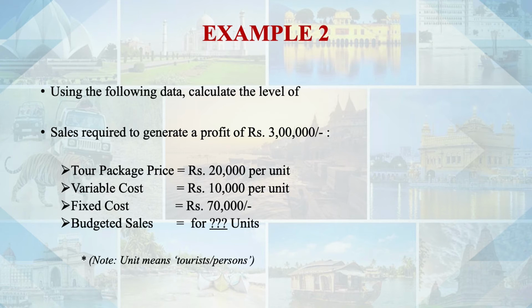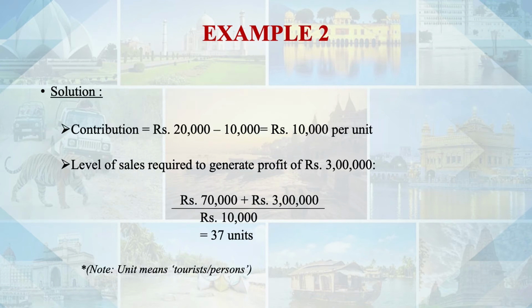More or less that example is continued. Now that example is redefined for margin of safety and for target profit also. Tour package price is the same, 20,000 per tourist. Variable cost is the same, 10,000. Fixed cost is 70,000. But with the budgeted sale, if target profit is 3 lakh rupees. So contribution per unit is 10,000. This contribution needs to cover 3 lakh for target profit and 70,000 for fixed cost. 3,70,000 it needs to cover. So 3,70,000 divided by 10,000 comes to 37 units. In a group, he needs to take at least 37 tourists to earn this level of profit.